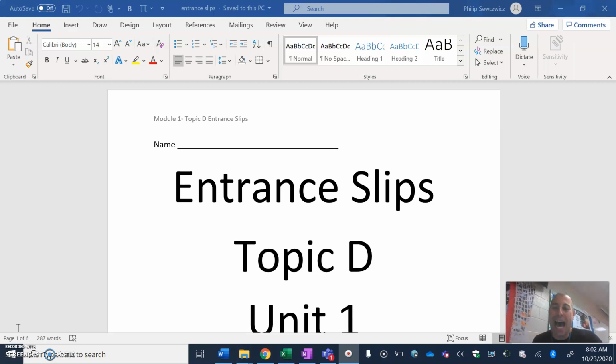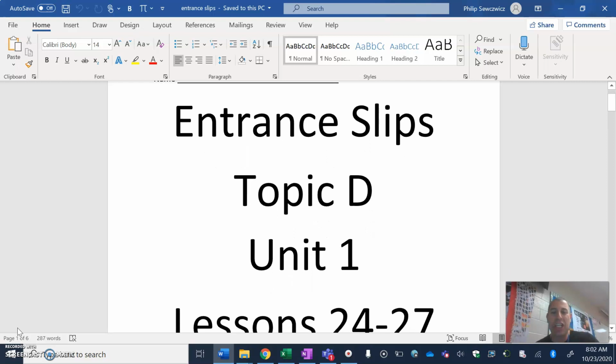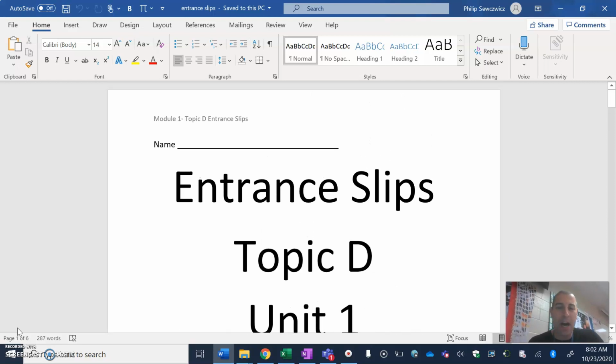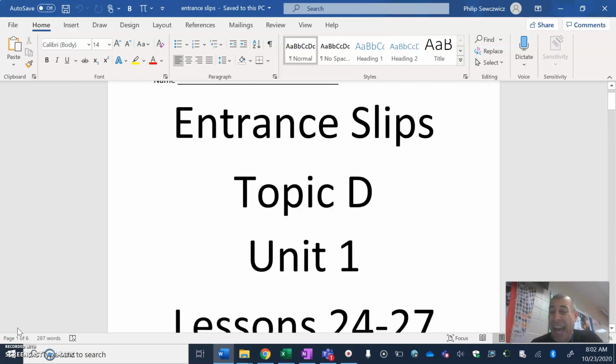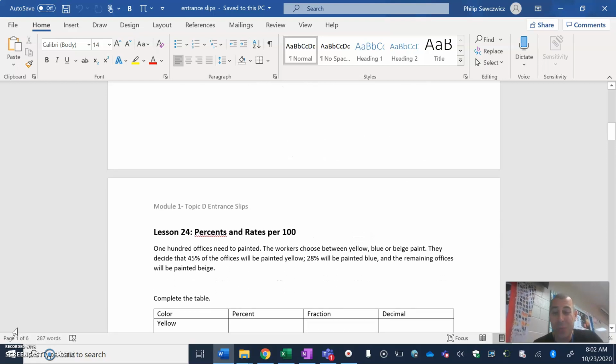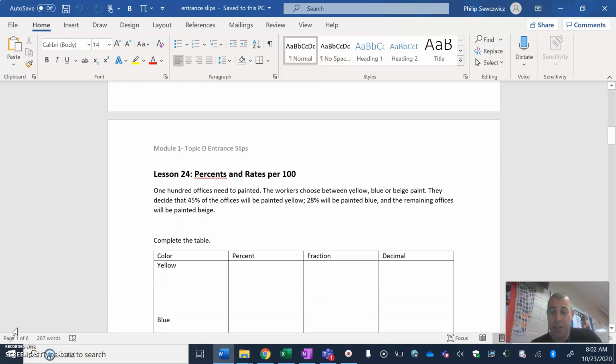Today we are in a new packet. We are in topic D, and you can see that I am in the entrance slips, topic D, unit number one. If you haven't watched your lesson 24 notes, you do want to go and take care of that. And away we'll go.